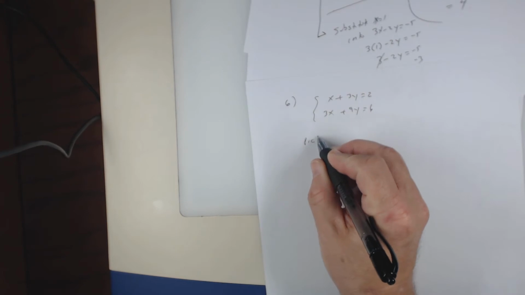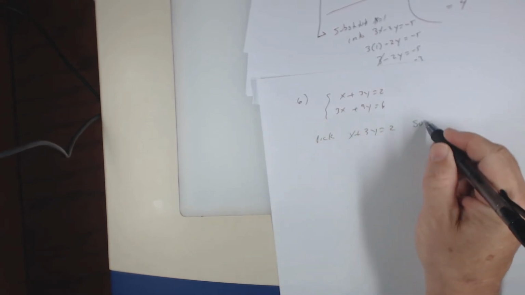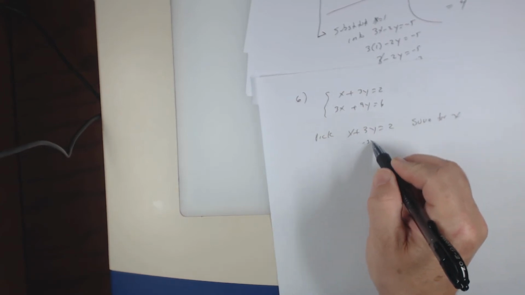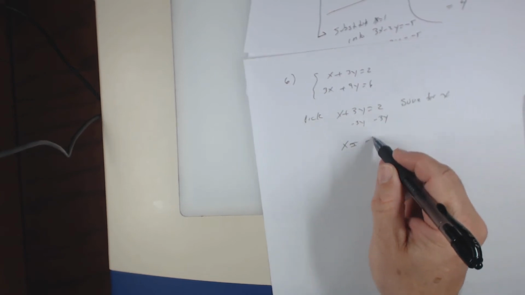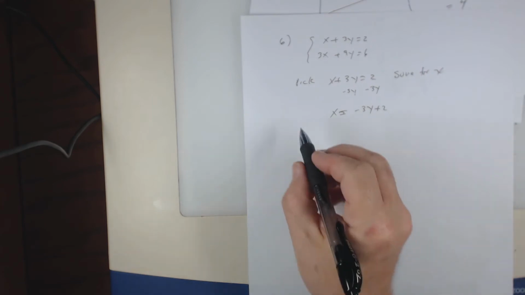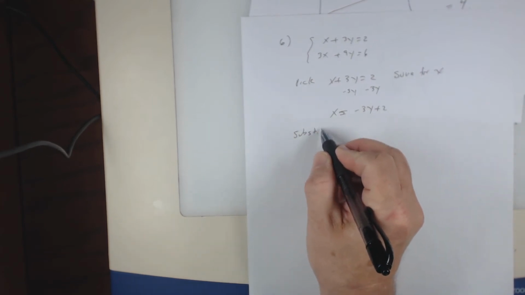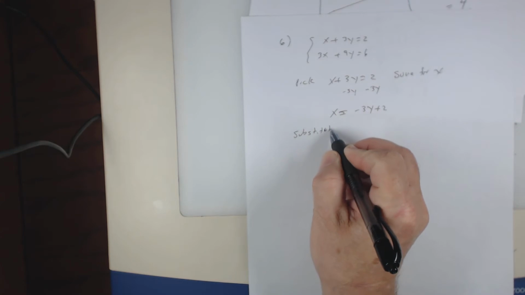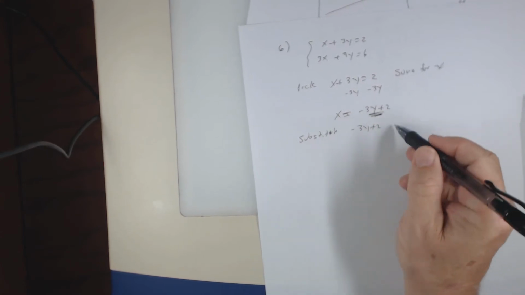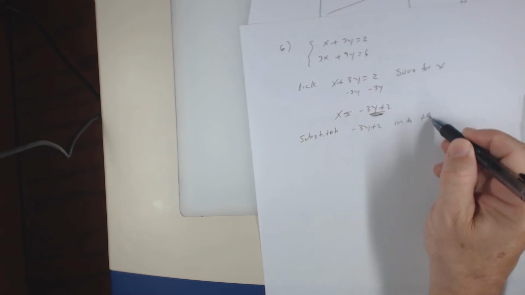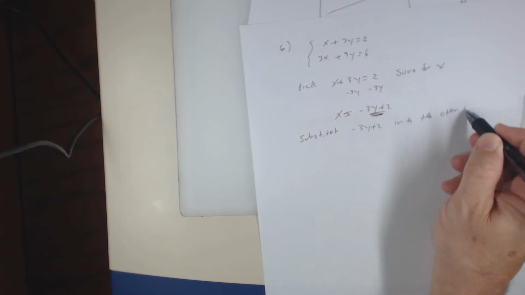So I'm going to pick x plus 3y equal 2. I'm going to solve for x. That means I have to subtract 3y from both sides, correct? So what does x equal? Okay, now I'm going to substitute the expression negative 3y plus 2, because that's what x equals, into the other equation, right?